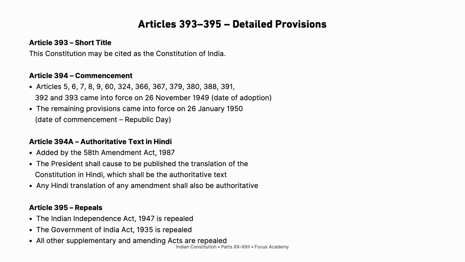When the Indian Constitution was originally made, it was made in English. Only in 1987 did the Hindi version get constitutional validity, and it says that it carries the same authority as the English version.